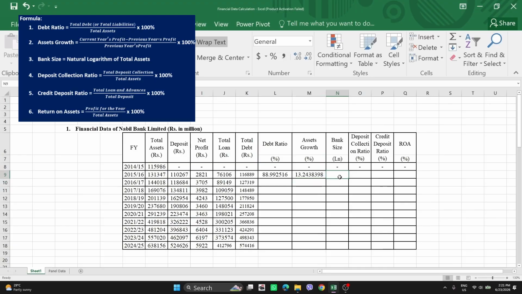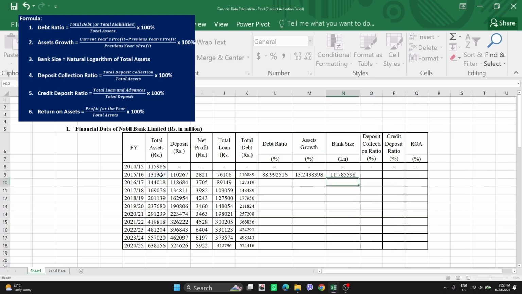At the same time, there are various measures of indicating bank size. Among the most widely used metrics for calculating bank size is the natural logarithm of bank size, which can be calculated as equals ln. It returns the natural logarithm of a number. Then clicking the ln and selecting the total assets, we get the bank size in terms of natural logarithm.